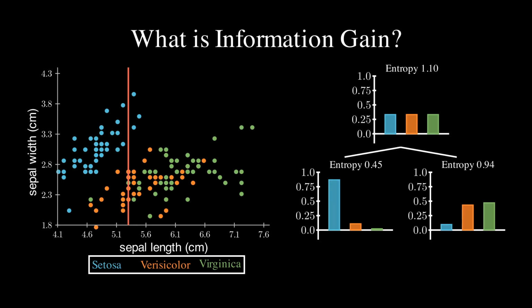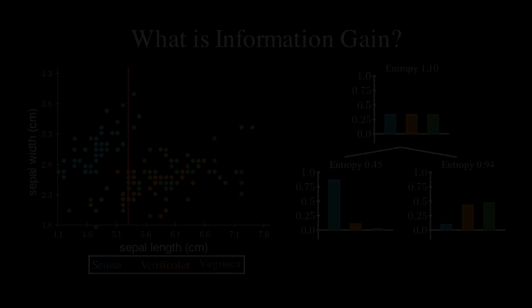Thinking about it intuitively, a perfect classifier is one in which we have completely separated all of the flowers from each other. Each leaf node will only correspond to one flower type. And this will correspond to a state with low entropy. This is the essence of the concept of information gain. We want to find a split of the data such that we can minimize the entropy of the data on each side of the split.